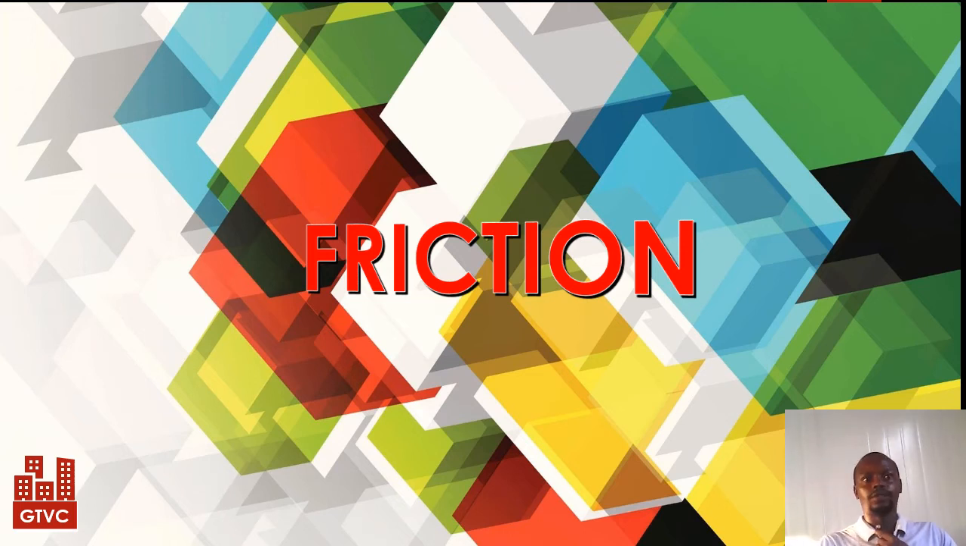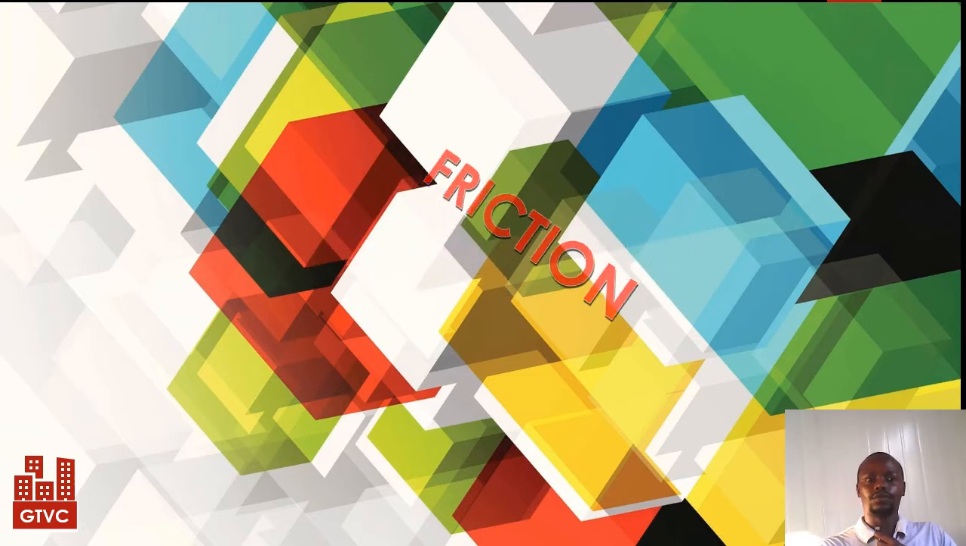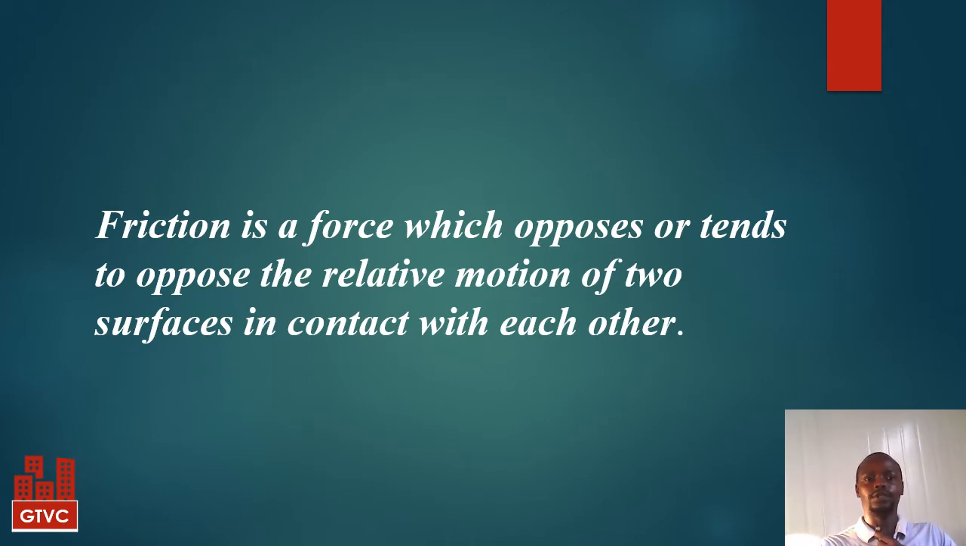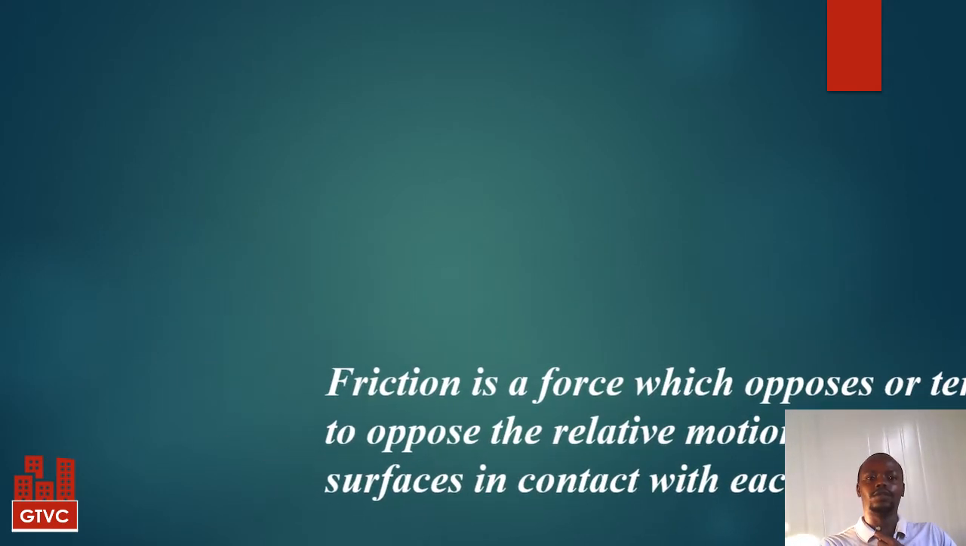Welcome to our session today, and we are going to deal with friction. We are going to deal with the force of friction. What is friction? We're going to see the definition of friction. Friction is a force which opposes or tends to oppose the relative motion of two surfaces in contact with each other. That is the definition of the term friction.